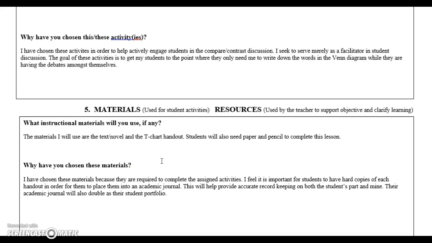I've chosen these materials because they are required to complete the assigned activities. I feel it is important for students to have hard copies of each handout in order for them to place them into an academic journal. This will help provide accurate record keeping on both the student's part and mine. Their academic journal will also double as their student portfolio.